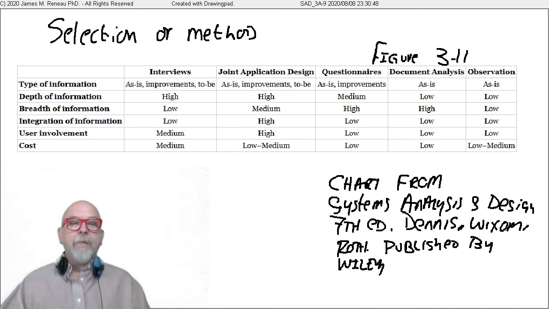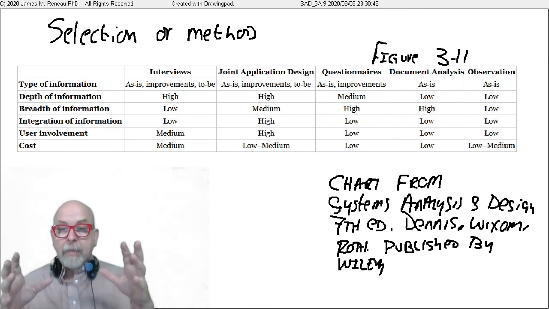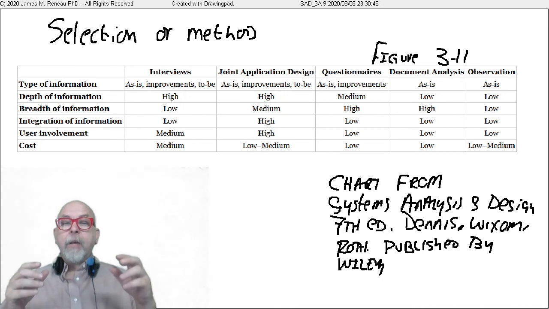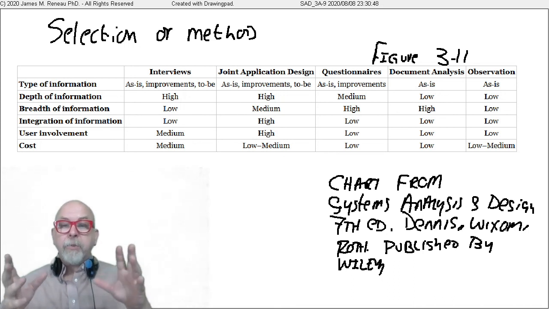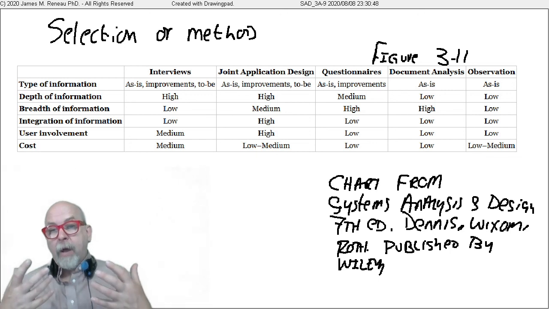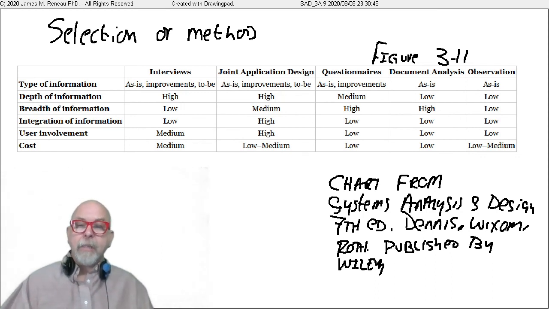And then the idea of the joint application design or JAD sessions. It says that because we've got lots of people in the room together, lots of experts, we're going to get depth, we're going to get breadth, we're going to get a good integrated understanding of it. We're going to really involve users because we're locking them away from their daily day-to-day tasks, the ones that we invite into the JAD session.